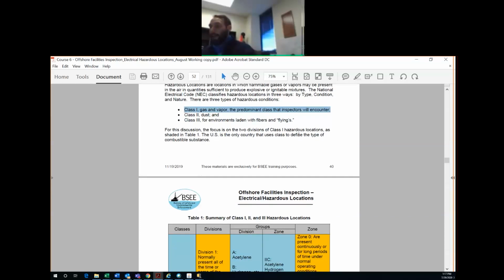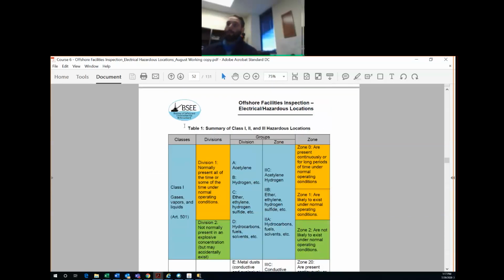Okay, so now that we know what class means, and class is common to both API 500 and 505, and we already know what division means, what are zones? Zones are for API 505. It's for matching up with the IEC standard. And a zone 0 is the most dangerous place.